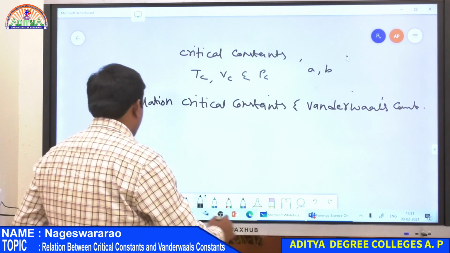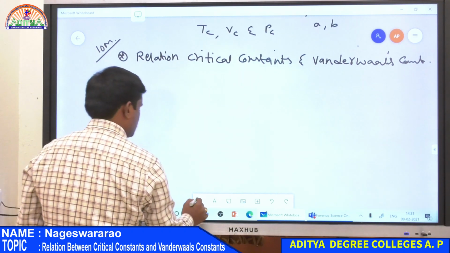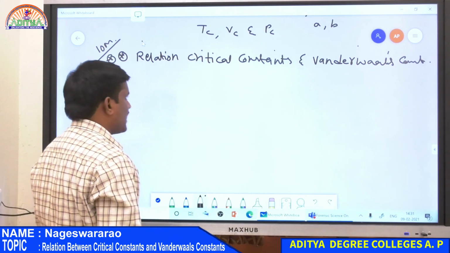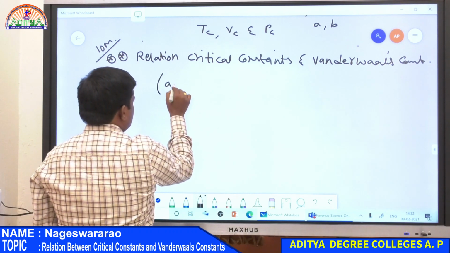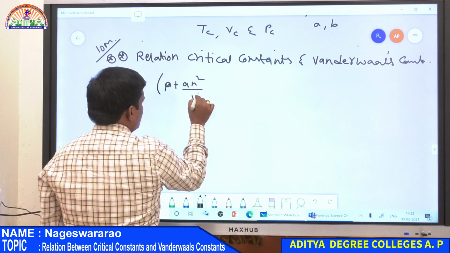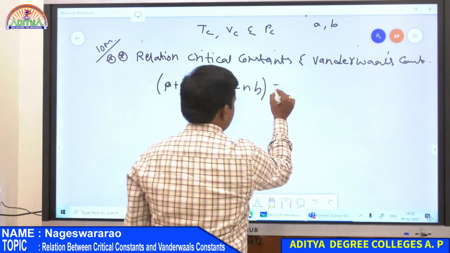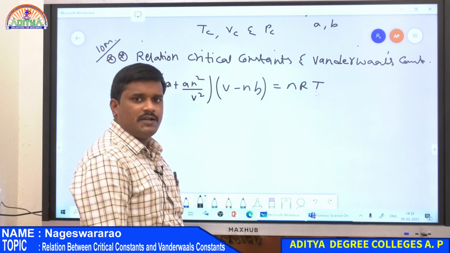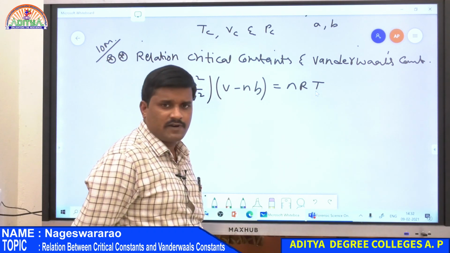First of all, from the van der Waals equation, a simple and easy derivation. For a 10 marks SI question, this is very important from the gaseous state. First of all, from the van der Waals equation, (P + a n square by V square) into (V minus nb) is equal to nRT. So this is the van der Waals equation for n moles of a gas.